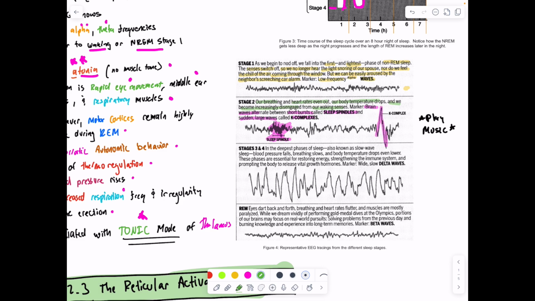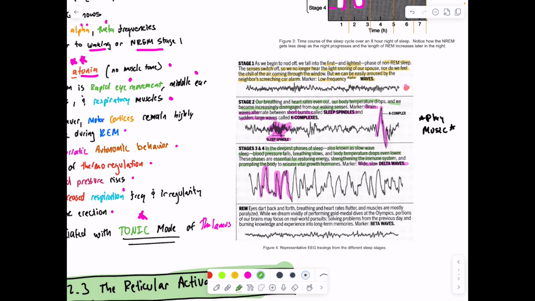Then we get to stages 3 and 4 of NREM. In the deepest phases of sleep, also known as slow wave sleep, blood pressure falls, breathing slows, and body temperature drops even lower. These phases are essential for storing energy, strengthening the immune system, and prompting the body to release vital growth hormones. The marker for stage 3 and 4 are wide, slow delta waves.